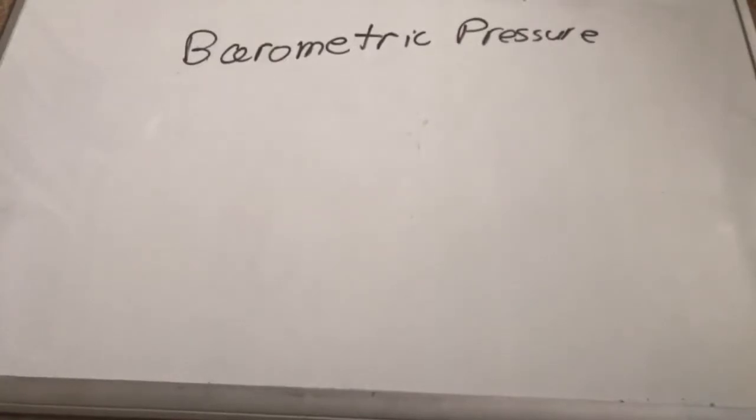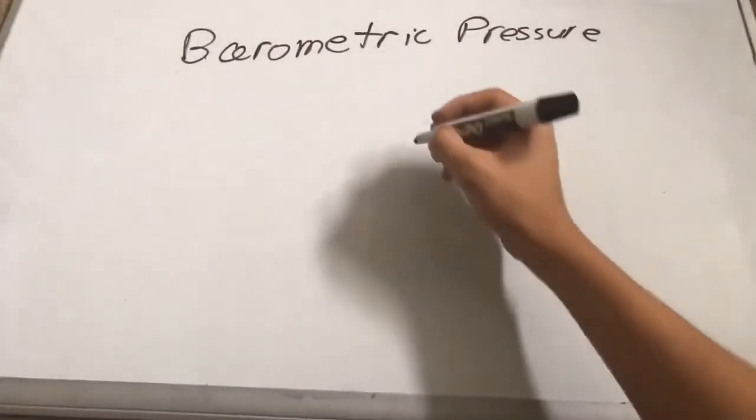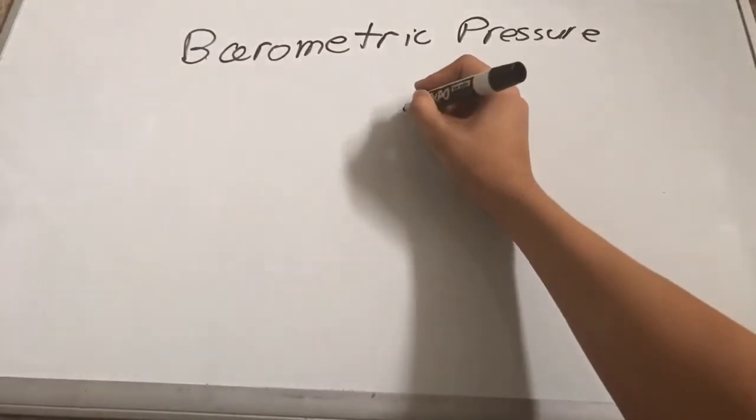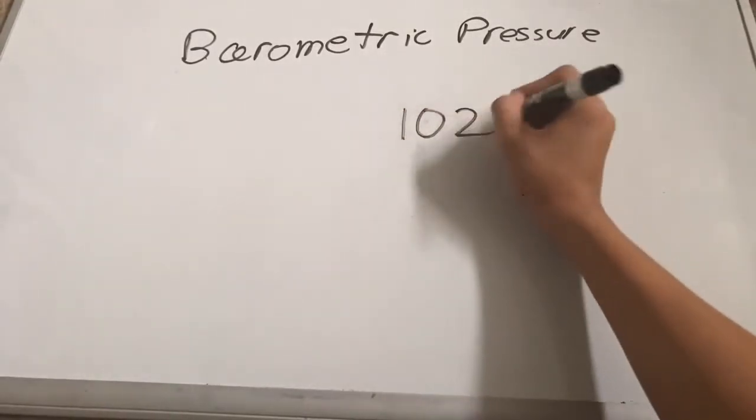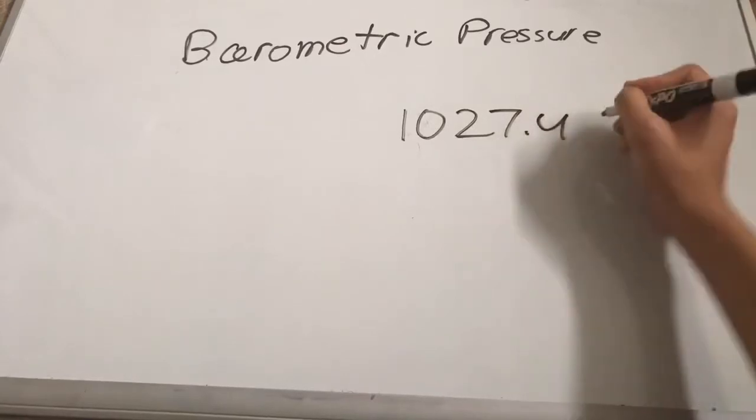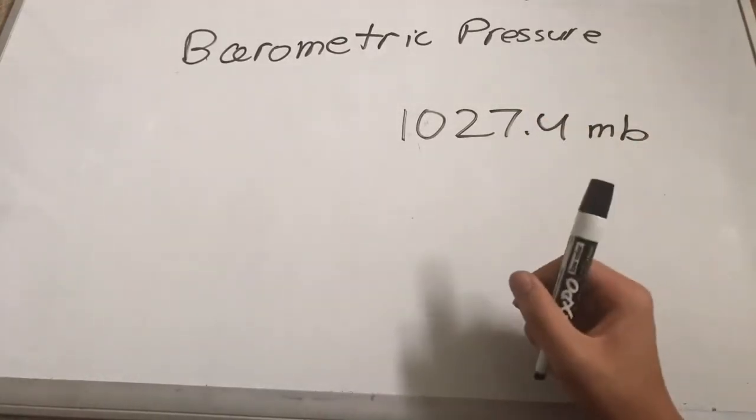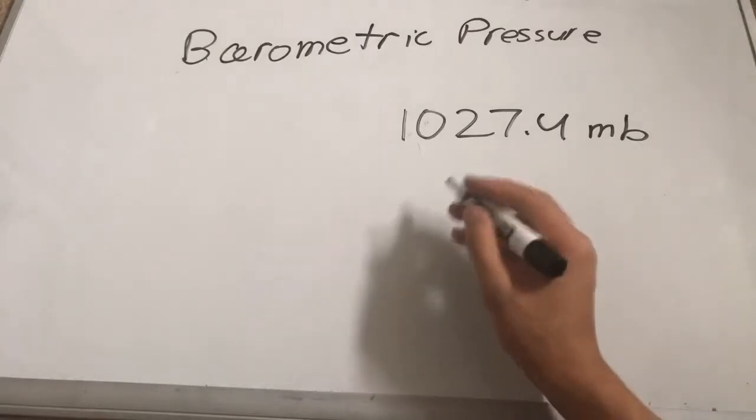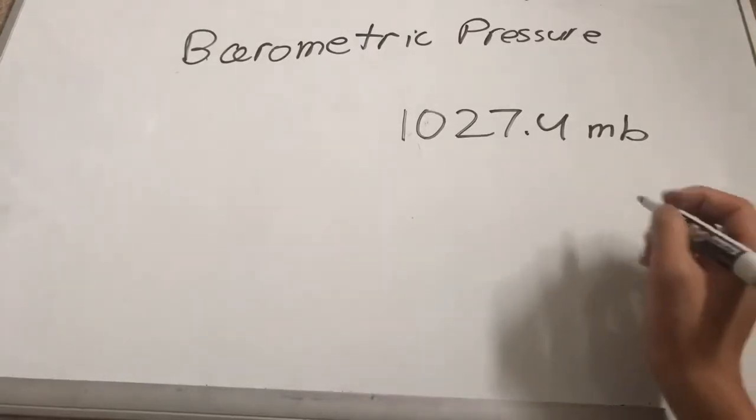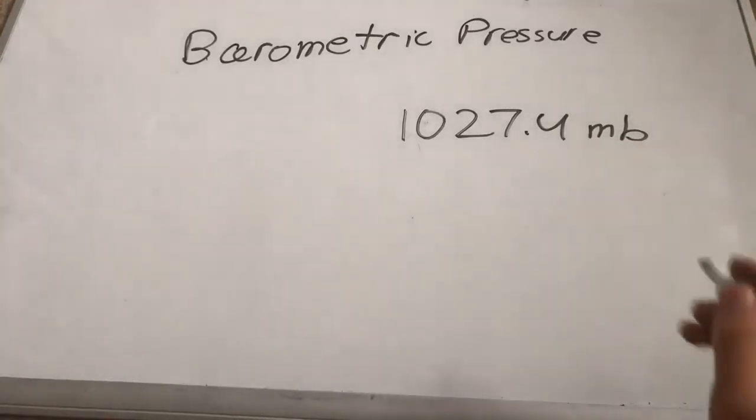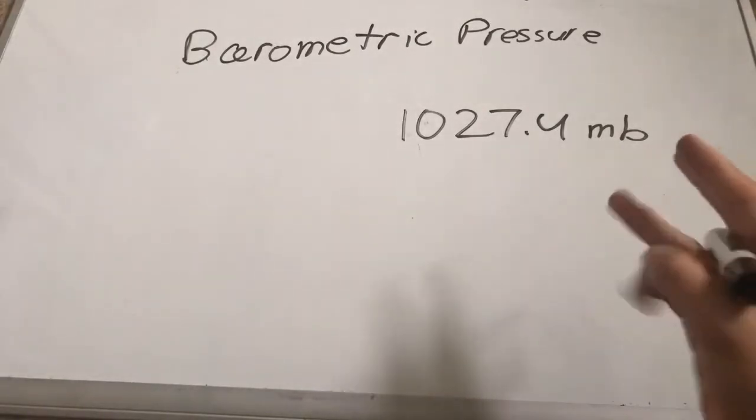Up next is barometric pressure, and this one is represented in a weird way. So let's say you have a barometric pressure of 1027.4 millibars. In order to write that on a station model, you wouldn't write 1027.4 millibars. You'd have to do 3 steps.